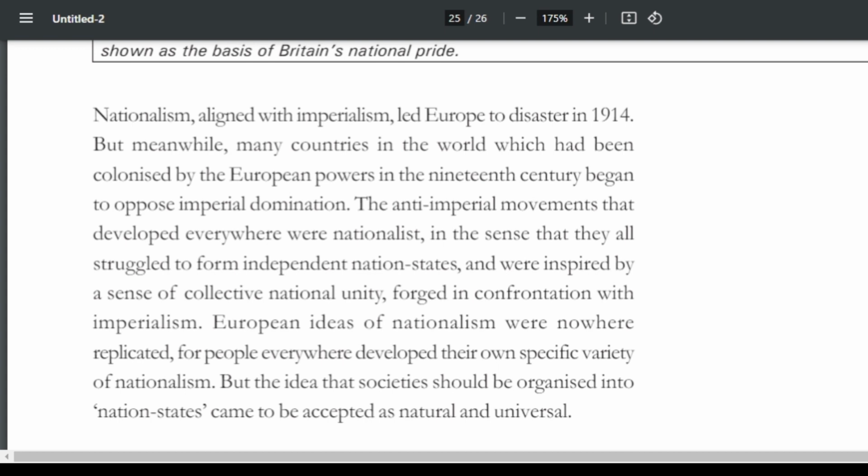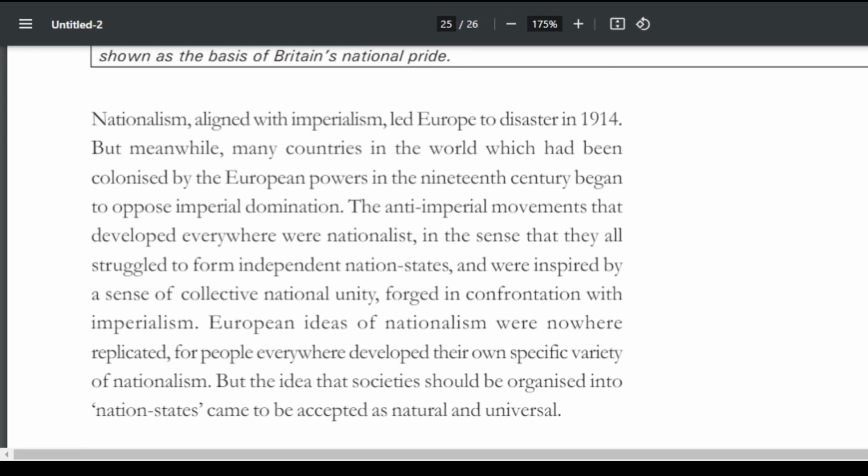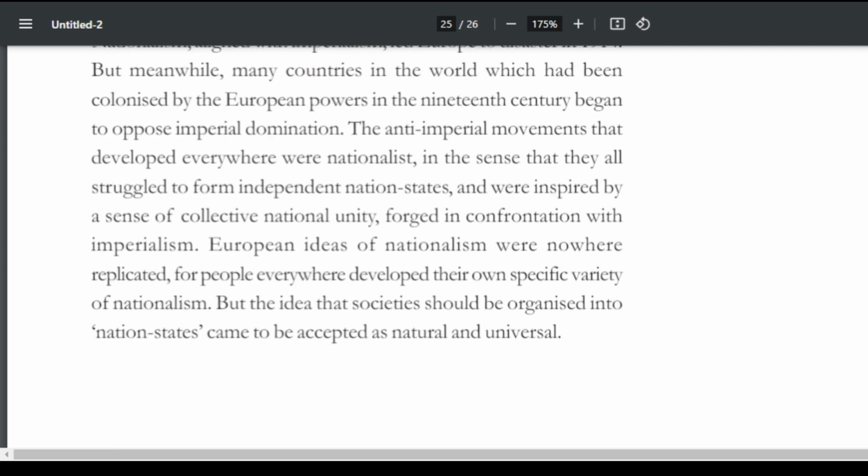But meanwhile, many countries in the world which had been colonized by the European powers in the 19th century began to oppose imperial domination. The anti-imperial movements that developed everywhere were nationalist, in the sense that they all struggled to form independent nation states and were inspired by a sense of collective national unity. Since the confrontation was with imperialism, the European ideas of nationalism were nowhere replicated, for people everywhere developed their own specific variety of nationalism. But the idea that societies should be organized into nation states came to be accepted as natural and universal.